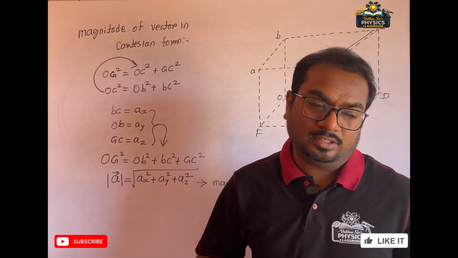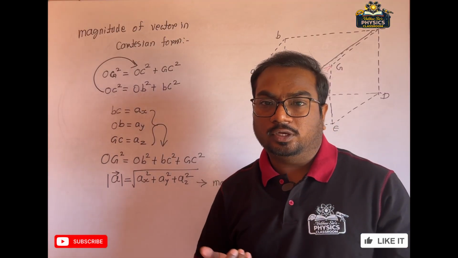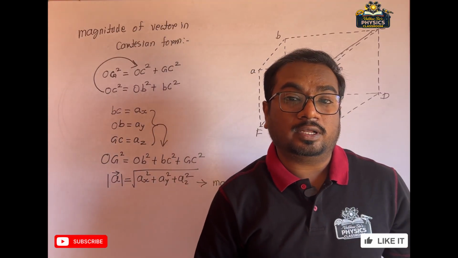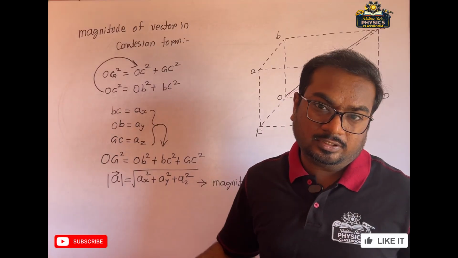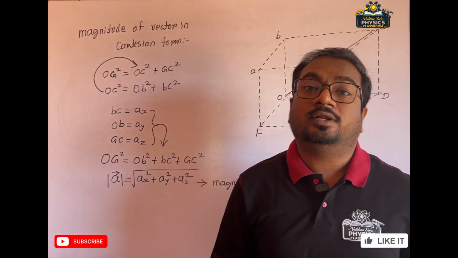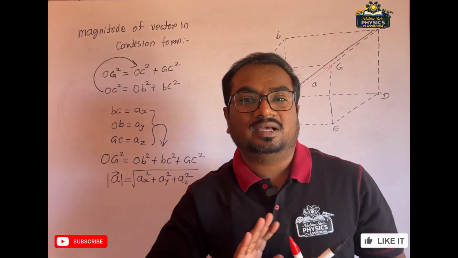Okay, so till this, if you understood, we will discuss in the next class the multiplication of vectors. There are two types of multiplication of vectors: the cross product and dot product. We will discuss this. Then we will discuss the trigonometric ratios in the upcoming classes.